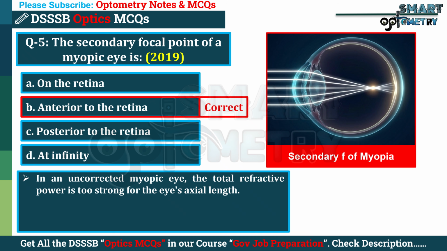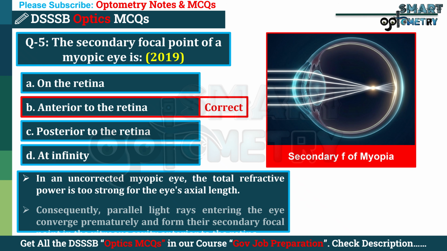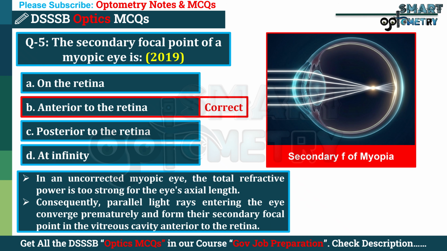Explanation: in an uncorrected myopic eye, the total refractive power is too strong for the eye's axial length. Consequently, parallel light rays entering the eye converge prematurely and form their secondary focal point in the vitreous cavity anterior to the retina.